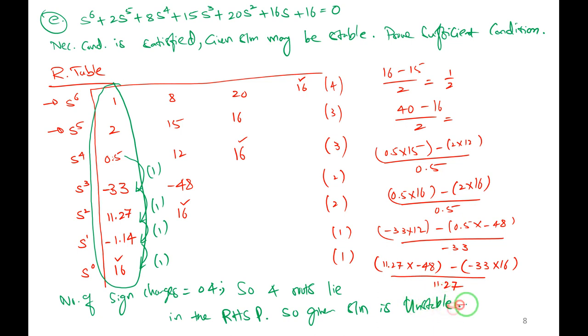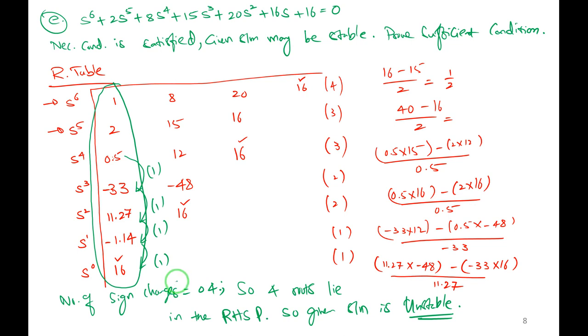So after solving one or two or three problems, we came to know that we have to observe the elements of the first column of the Routh array. What is the number of sign changes actually telling? Just by looking at the first column elements of the Routh array, I will come to know how many roots are lying in the right of the S plane, but it will not tell which roots those are. So this Routh array will not tell us which roots, but it will tell how many roots are lying in the right of the S plane.